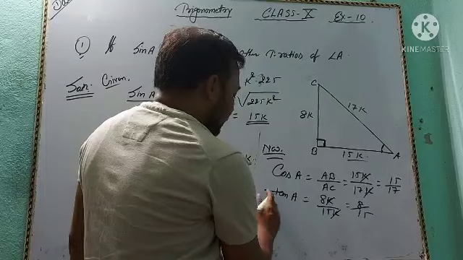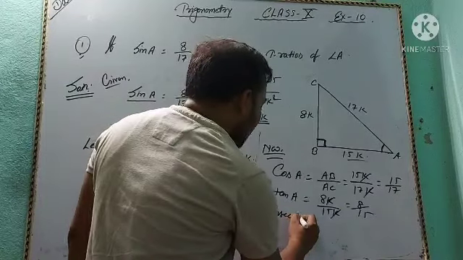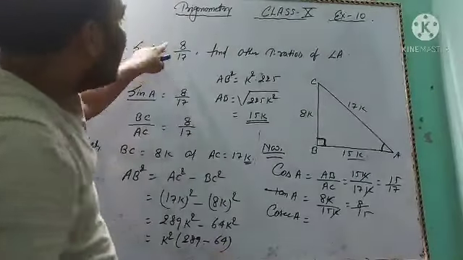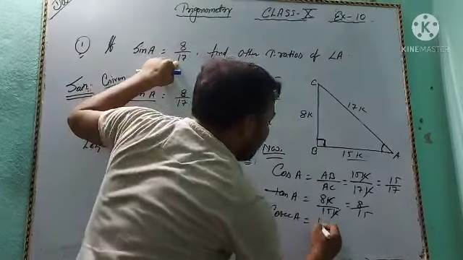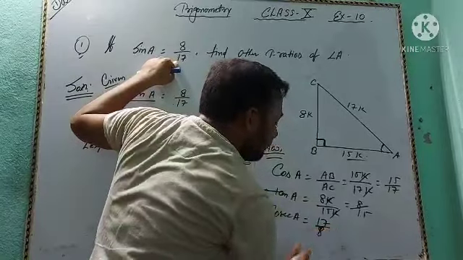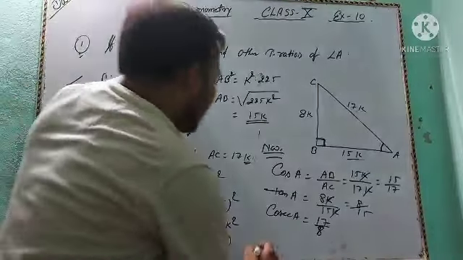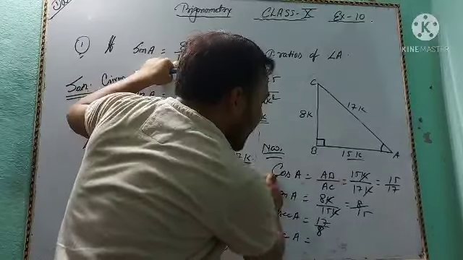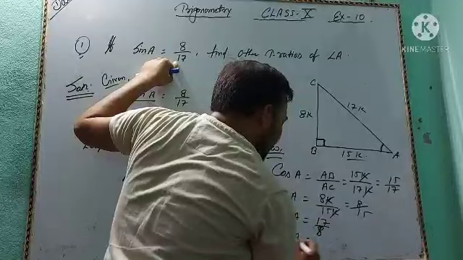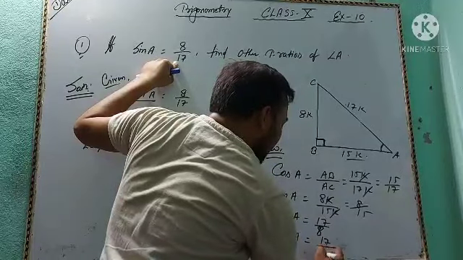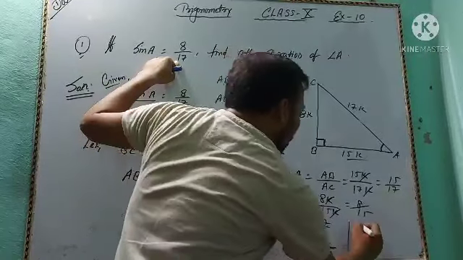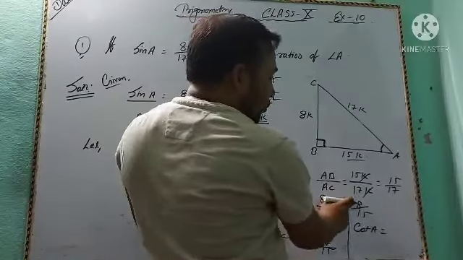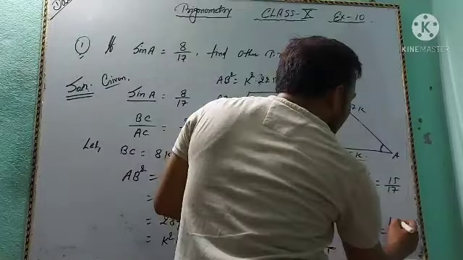Cos A, tan A, cosec A. Cosec A is the reciprocal of the sin A. So sin A is 8 by 17, then cosec A is 17 by 8. Okay, and the sec A is the reciprocal of the cos A, and cos A is 15 by 17, that is sec A equal to 17 by 15. And cot A is the reciprocal of the tan A, and tan A is equal to 8 by 15, then cot A is equal to 15 by 8.